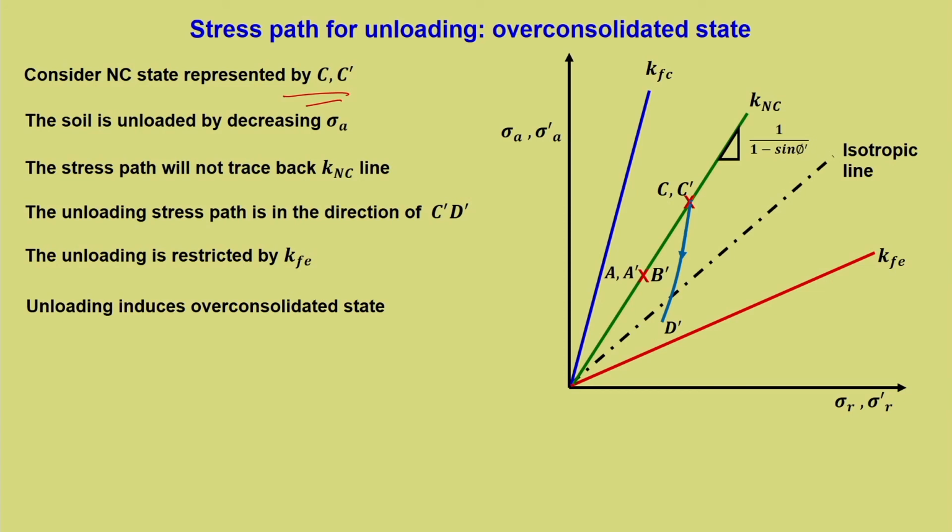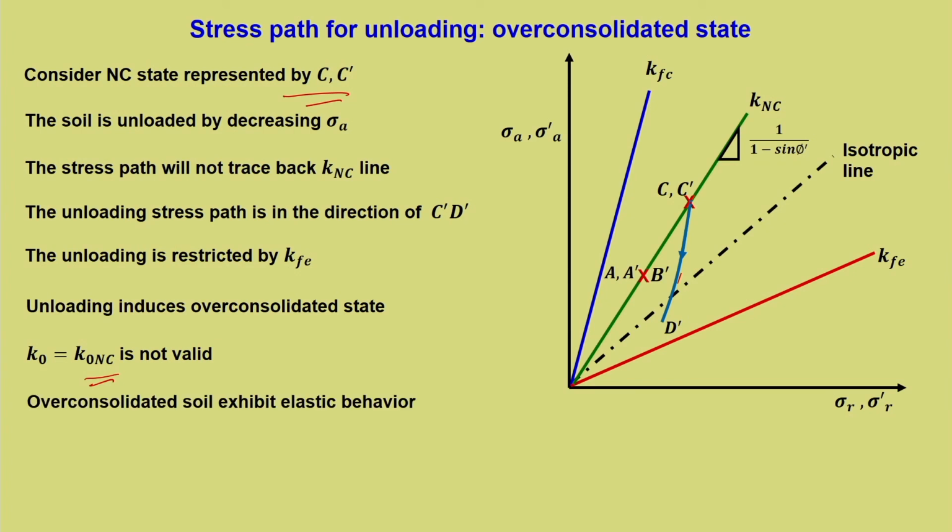Now, what does unloading do to the soil? Unloading induces overconsolidated state into the soil. Now, K naught equal to K naught NC is not valid, and that is very relevant from this plot also. Only those points on K and C line it is valid. The moment it deviates, it is not valid. So, K naught equal to K naught NC is not valid for the unloading line.